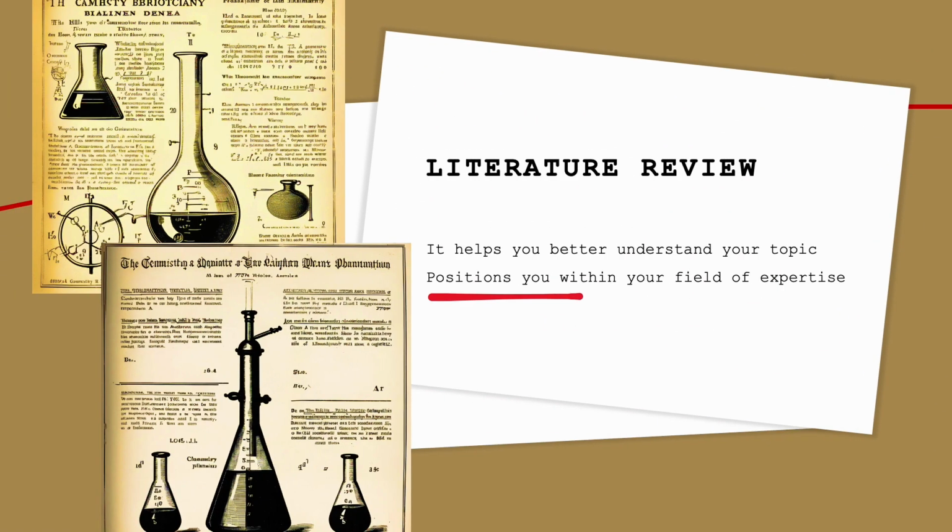You can see there's a slight difference between the types of literature reviews. Regardless of the type you choose to conduct, carrying out a literature review helps you better understand your topic and positions you within your field of expertise. I believe these are the most important types, let's say the beginner levels or the most commonly used ones. Others, like critical literature reviews, are intended for more advanced researchers, in my opinion. It's better to start with either a systematic or scoping literature review if you are just beginning.